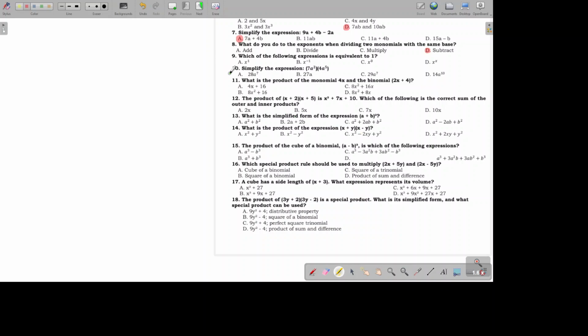Next, number 9. Which of the following expressions is equivalent to 1? Okay, so x raised to 1 is just x. Kaya nga, di ba, hindi ko na pinapasulat yung exponent na 1 when there's a 1. So x raised to negative 1 will mean 1 over x. Kasi mababaligtad yung numerator-denominator kapag negative ang exponent. Pero ito yung magiging 1.